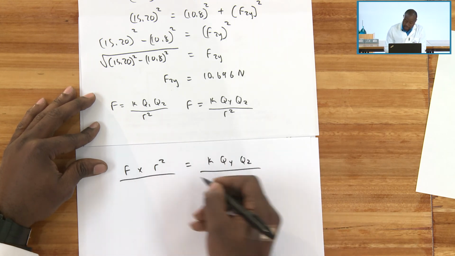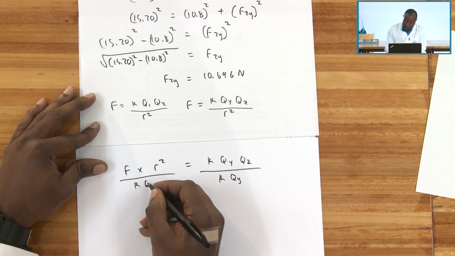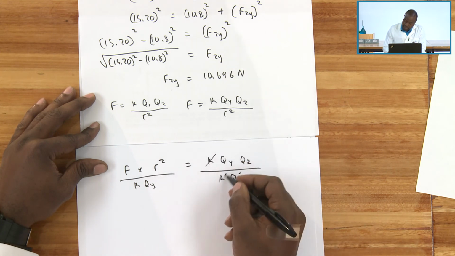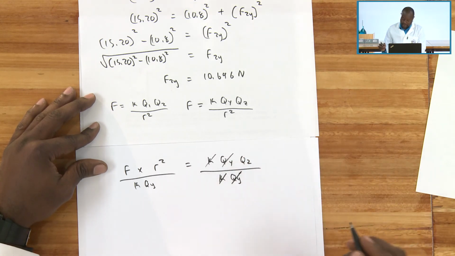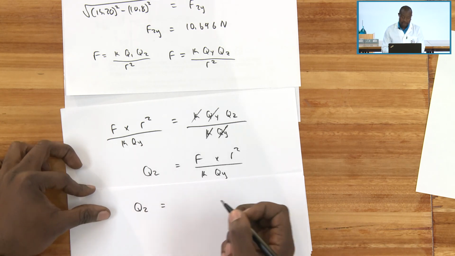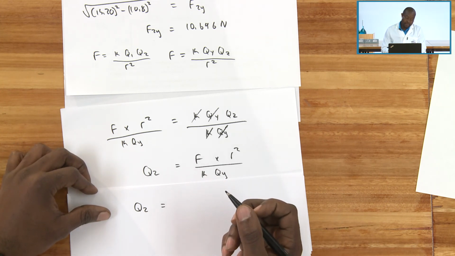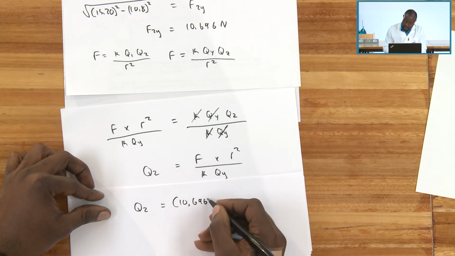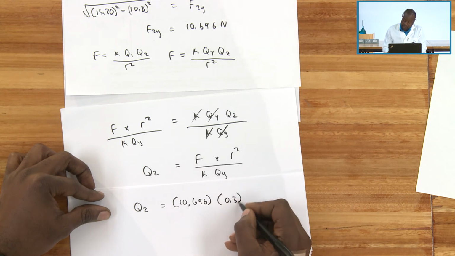Then I'm going to divide both sides by K QY so that we can cancel this one, we cancel that one, and we remain with what we are looking for on that side, and we are saying QZ. We already know that our force is 10.696 newtons. So here 10.696 newtons. And our distance is 0.3 meters, and we need to square that.